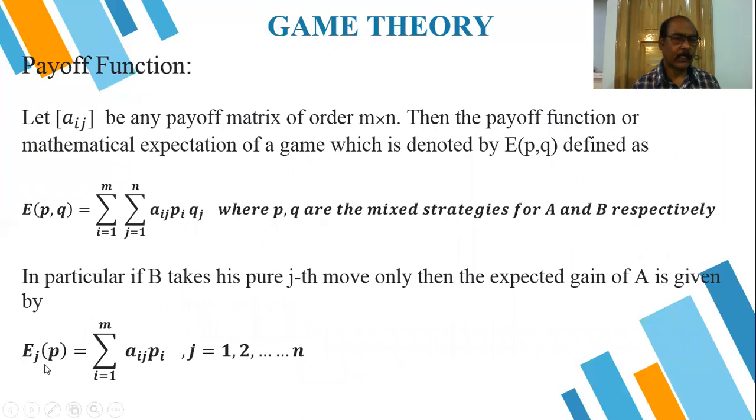So the expectation E(j, P) is equal to the summation over i equals 1 to m of Aij Pi. Aij is the intersection element of the ith row and the jth column, the jth column selected by player B, and the general term is Aij into Pi, i equals 1 to m. So this is the expected return, the gain, of player A.